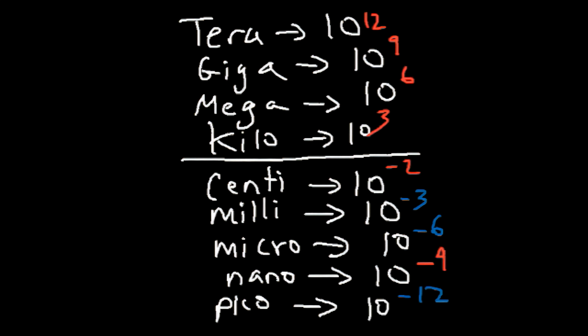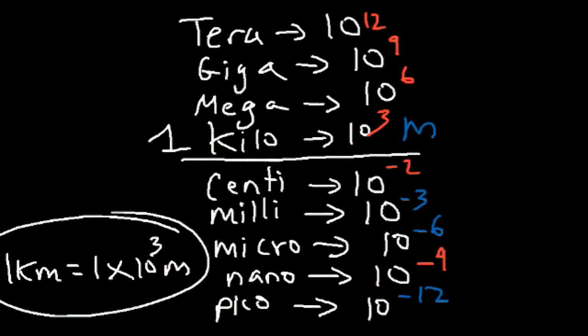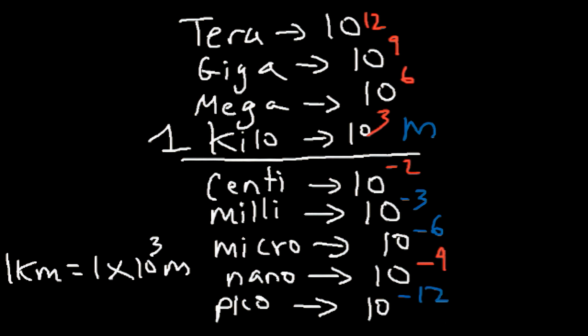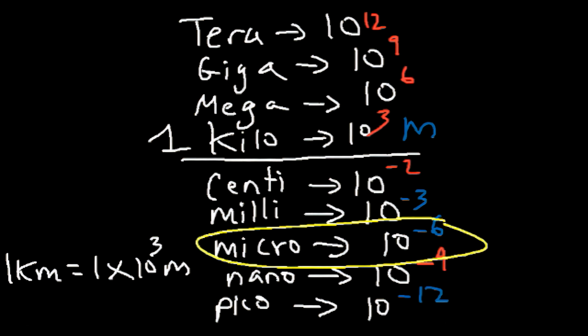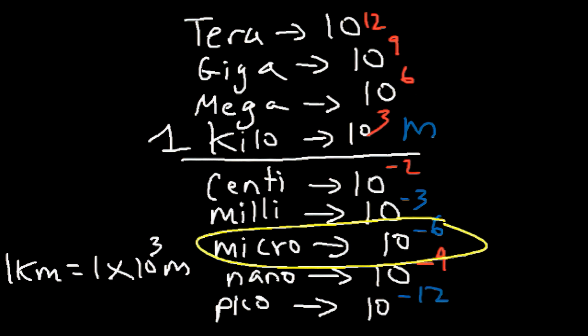Now, from this, you need to be able to write the conversion factor. So, for example, 1 kilometer is 10 to the 3 meters. So you can write it like this: 1 km is 1 times 10 to the third meters. That's your conversion factor. Or if you want to write the conversion factor for micro, you can say 1 micrometer is equal to 1 times 10 to the negative 6 meters. So how would you write the conversion factor for millimeters, centimeters, and nanometers?